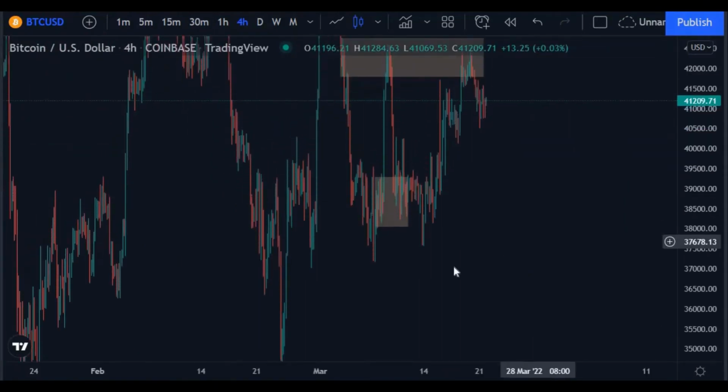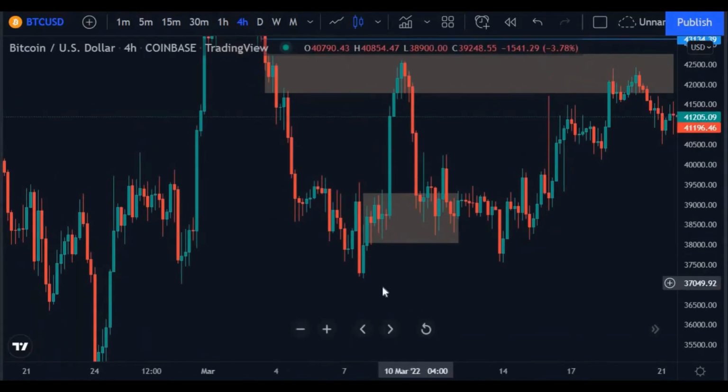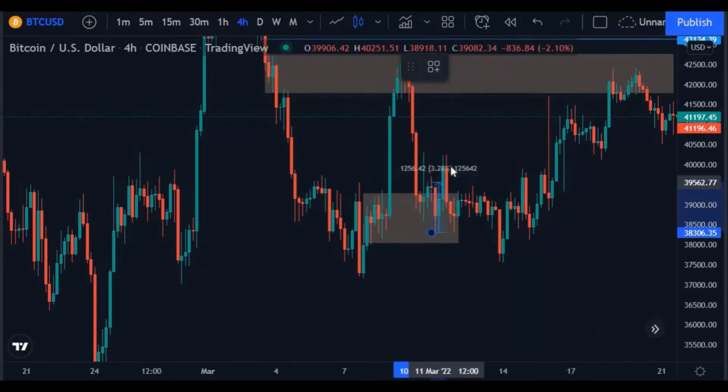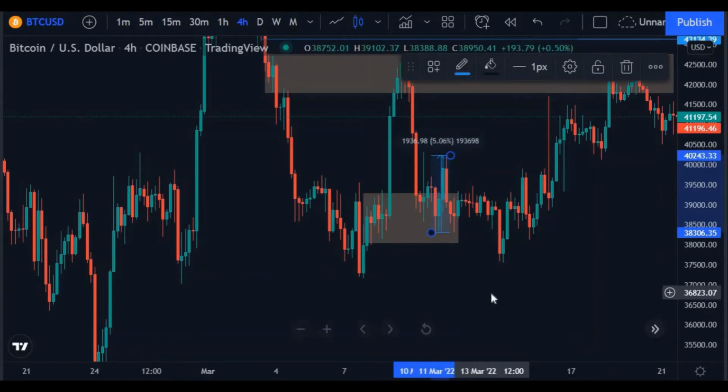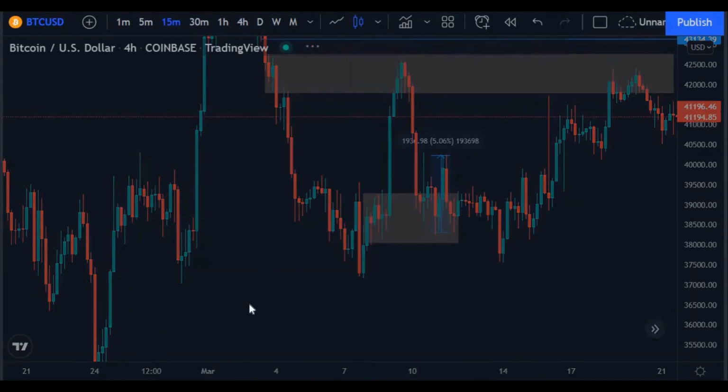We have a demand zone down here. Now what I'm looking at from here is just this reaction from the demand zone, from this point up until this point. I want to see how the market builds up on the lower time frame. I'm still going to be using the 15-minute charts for this video. I'm going to be using the 15-minute chart right here.